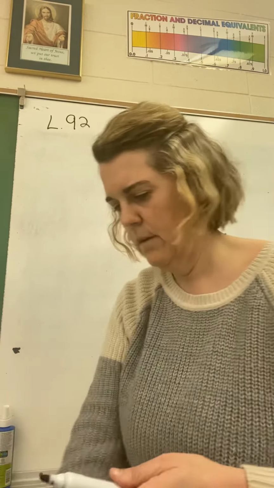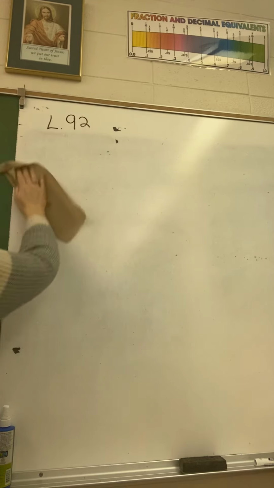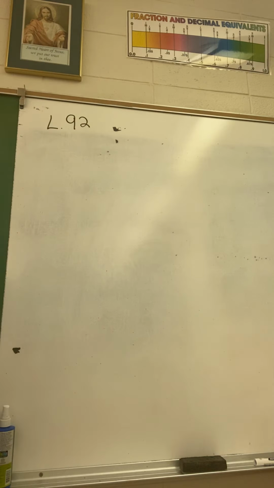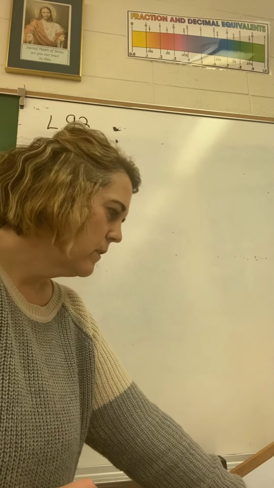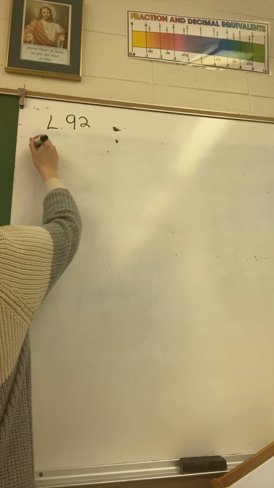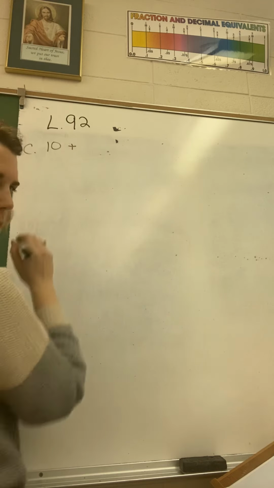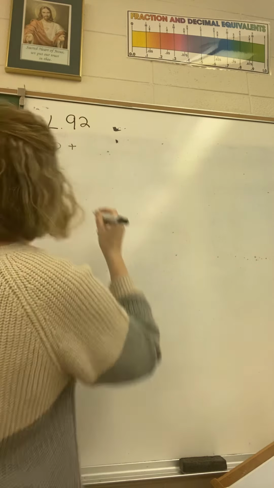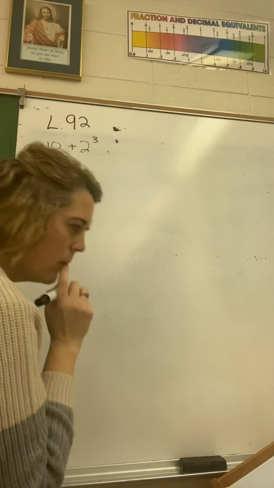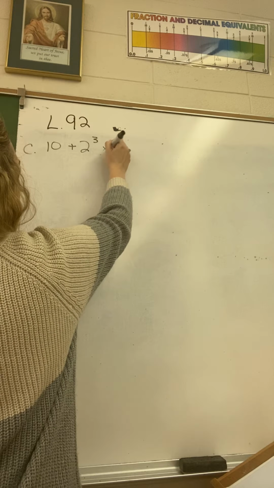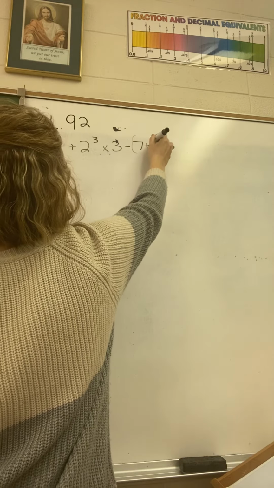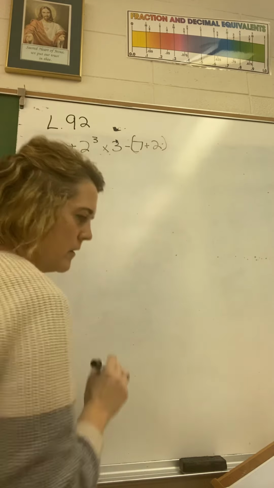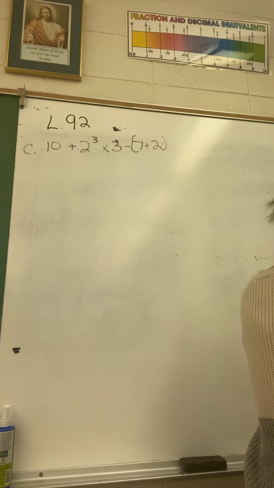All right, so C, maybe. Let's dry it off a little bit. Okay, so C says 10 plus 2 to the third times 3 minus 7. Oh, 7 plus 2, that's parentheses. Divided by the square root of 9.